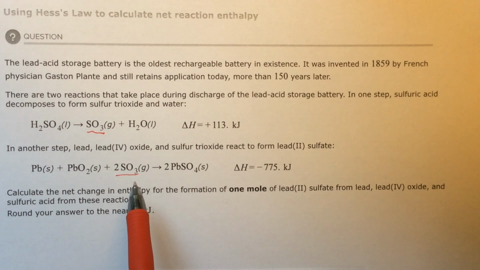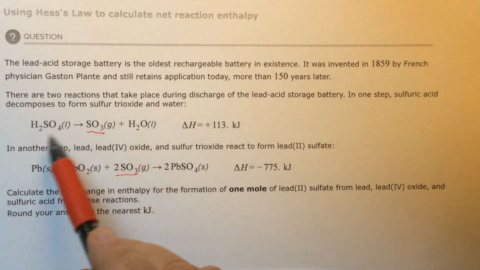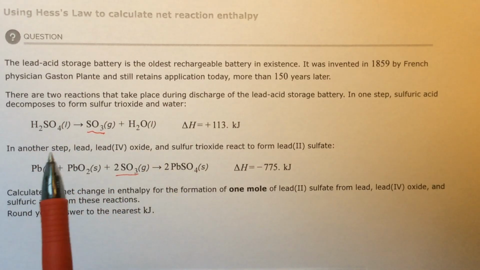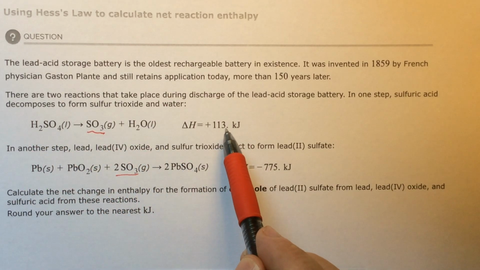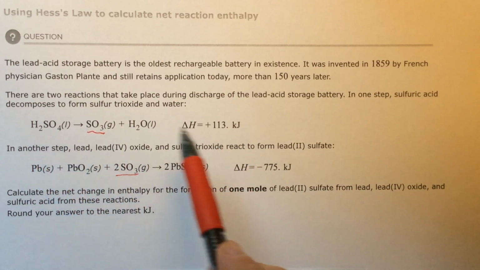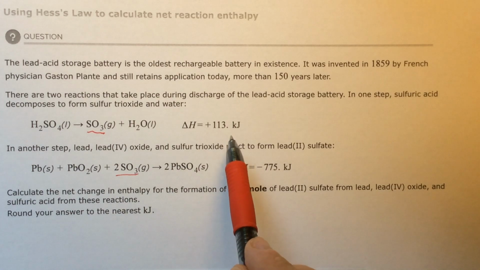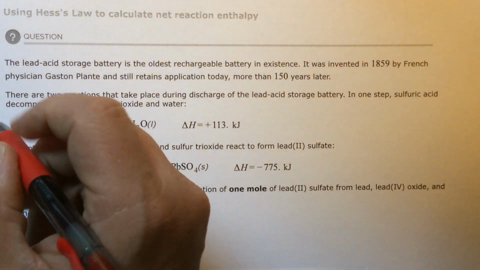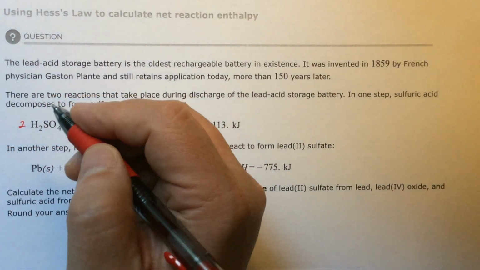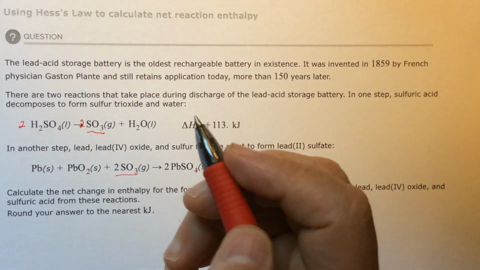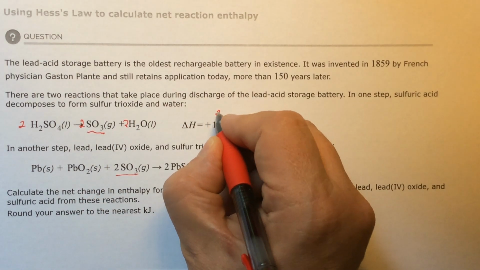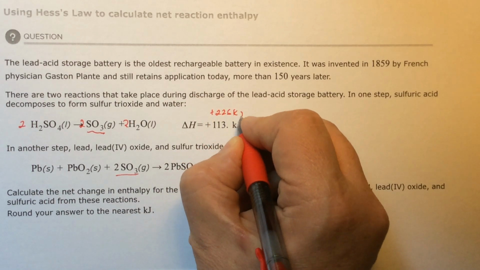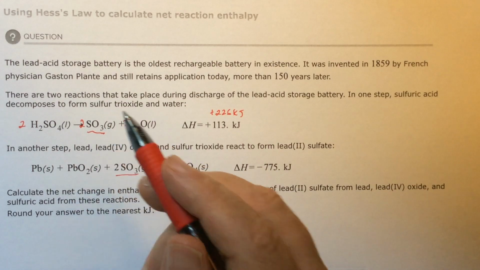Now, how did we do that before? I've got two of them going away in the second step, one of them being produced in the first step. So if I want it to actually drop out, I need to double everything in the first step, including the enthalpy. Remember, if I double the amount of stuff, the amount of energy that is sucked in or released is going to be doubled also. So if I were to double this to 2 H2SO4, 2 SO3, and 2 waters, then I'm going to have to double this into positive 226 kilojoules. All right, now we add them together.